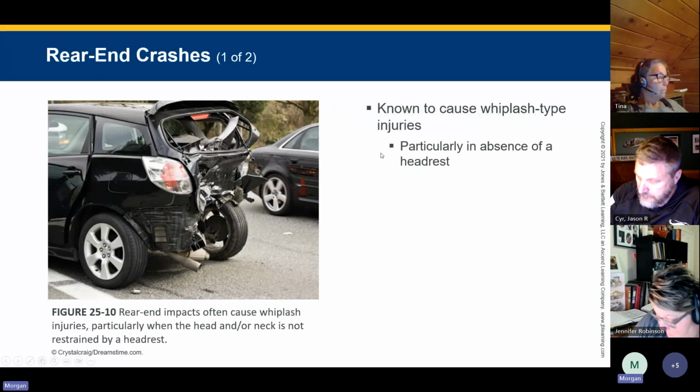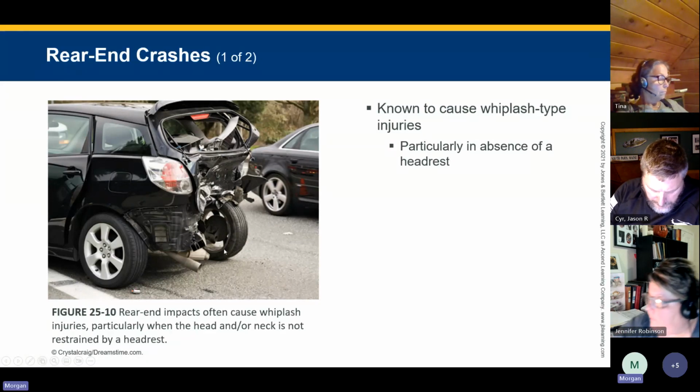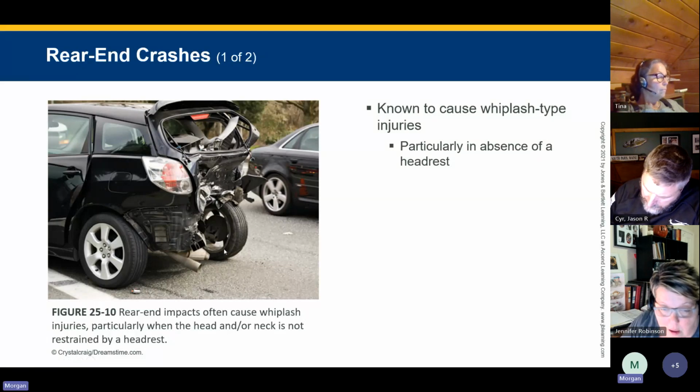So a rear end crash, and a lot of those cause whiplash. That's when you hyperextend or hyperflex your head and neck, and it kind of pulls the ligaments in your neck.